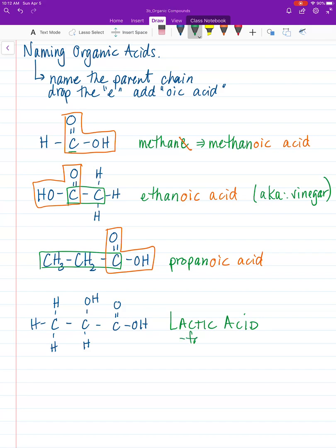Okay, and so this fatigues your muscles. So when you don't have enough oxygen, you go into anaerobic respiration and you produce lactic acid, which tells your muscle or your body to slow down because you're not getting enough oxygen to go through cellular respiration to make that energy that you need.